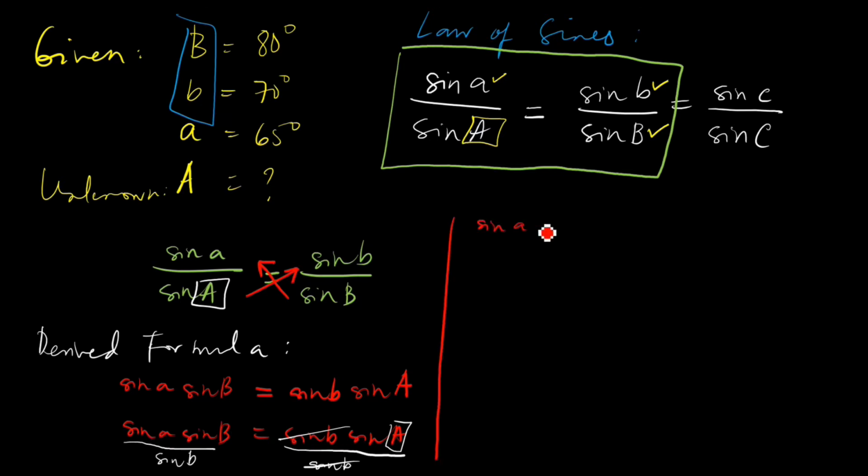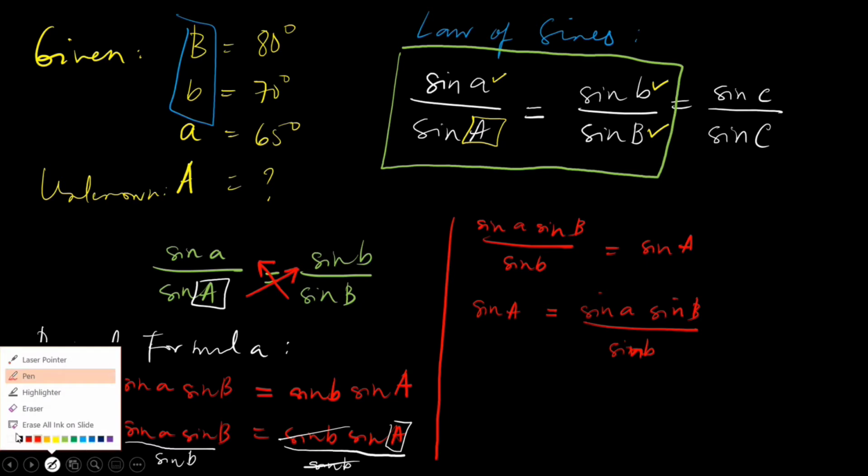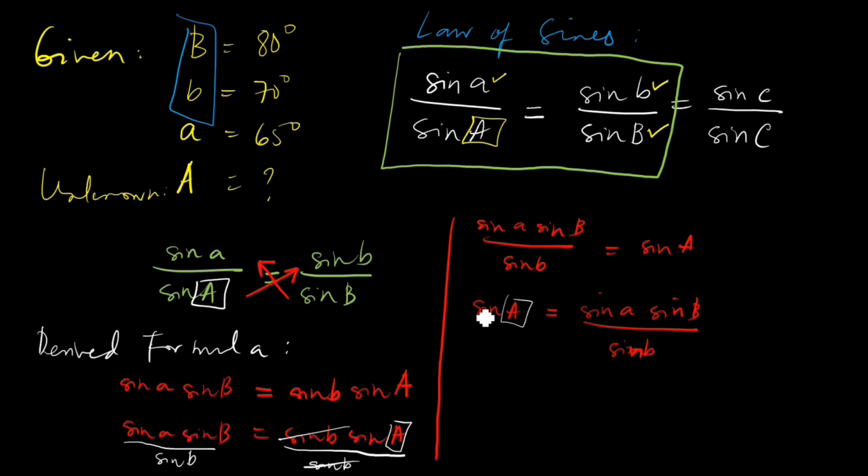So we have sine of small a, sine of big B over sine of small b equals to sine of small a. You can also write it this way. You can just interchange the two. So we have sine of big A equals sine of small a sine of big B over sine of small b. Okay, you can also write it this way. And then again, what we need is angle A, because it is the unknown.